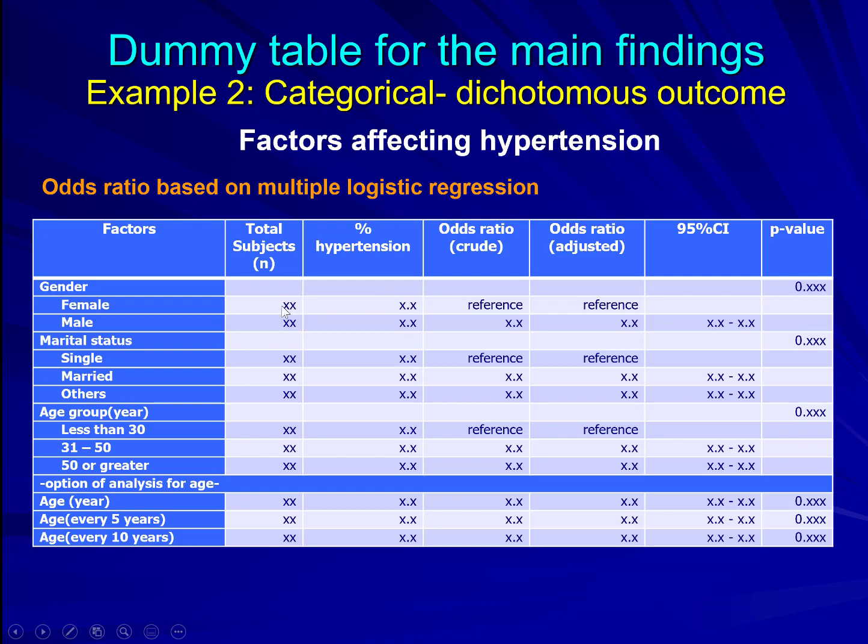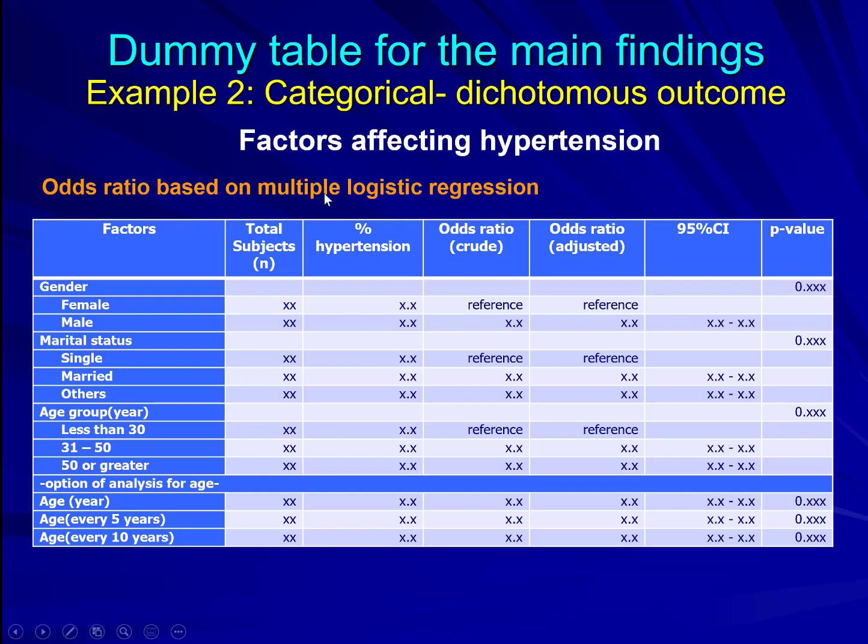Again, without n, there is no complete meaning. For example, 50% hypertension here, if it comes from only 2 people, it has less meaning at all, something like that. So this is very important. Many papers did not present this, so I would like to remark on it.